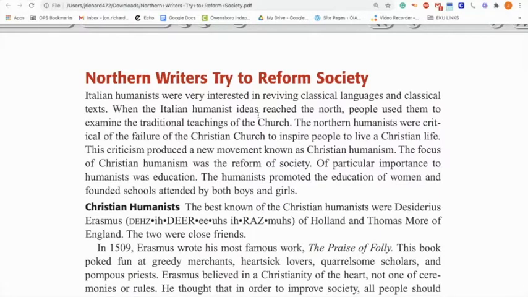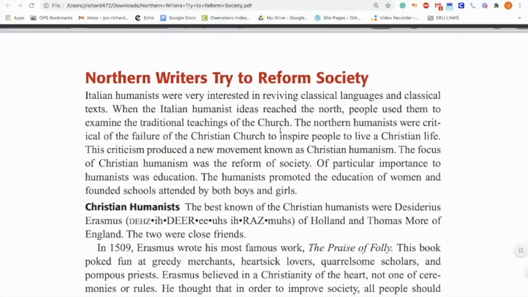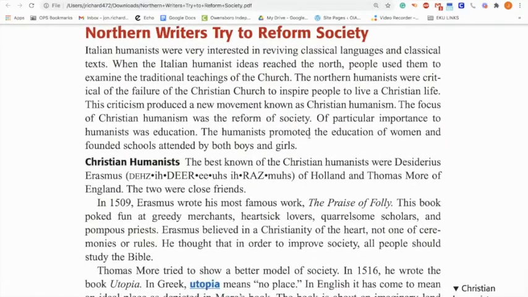When the Italian humanist ideas reached the North, people used them to examine the traditional teachings of the church. So this is the first way they try to change society. They try to change the church. The Northern humanists were critical of the failure of the Christian church to inspire people to live a Christian life. This criticism produced a new movement known as Christian humanism. The focus of Christian humanism was the reform of society. Okay, so trying to change society, they're trying to change religion.